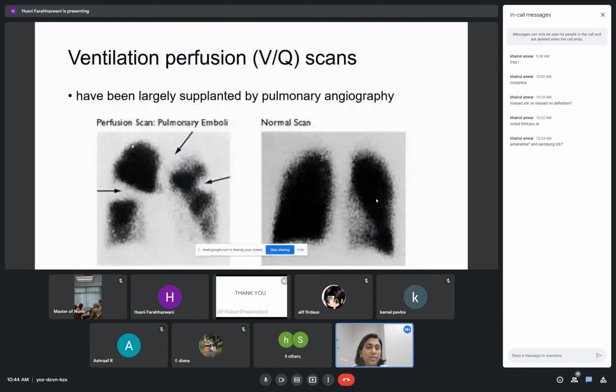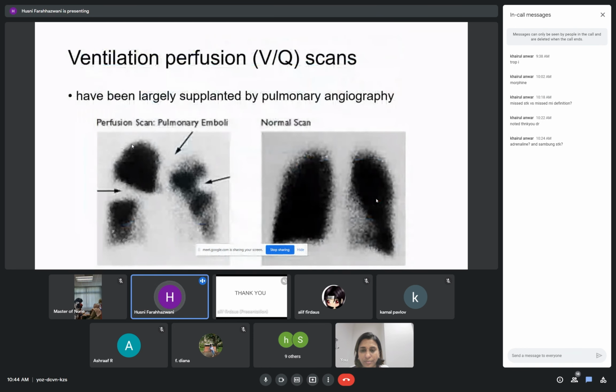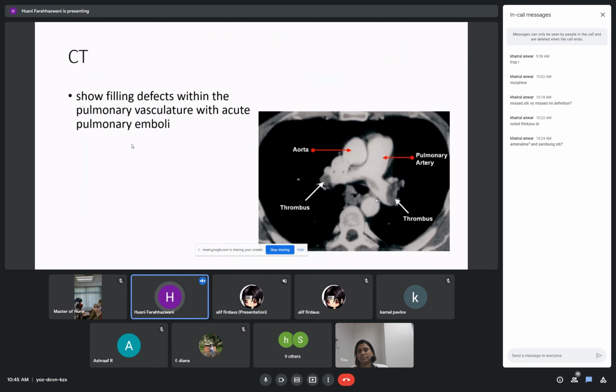The gold standard is CTPA. Okay. So ventilation perfusion scans are no longer used, largely supplanted by pulmonary angiography, your CT, which will show filling defects within the pulmonary vasculature due to the pulmonary emboli, the thrombus in the pulmonary vasculature.